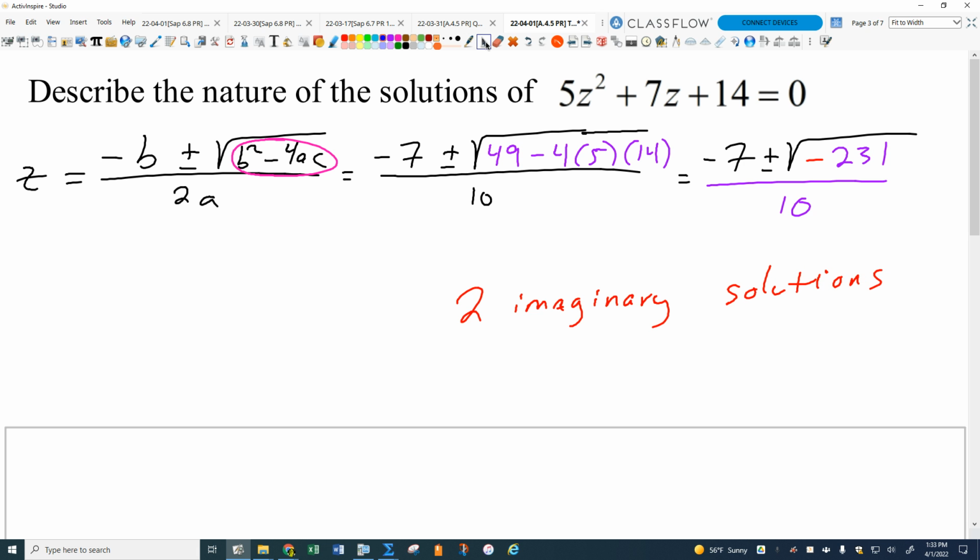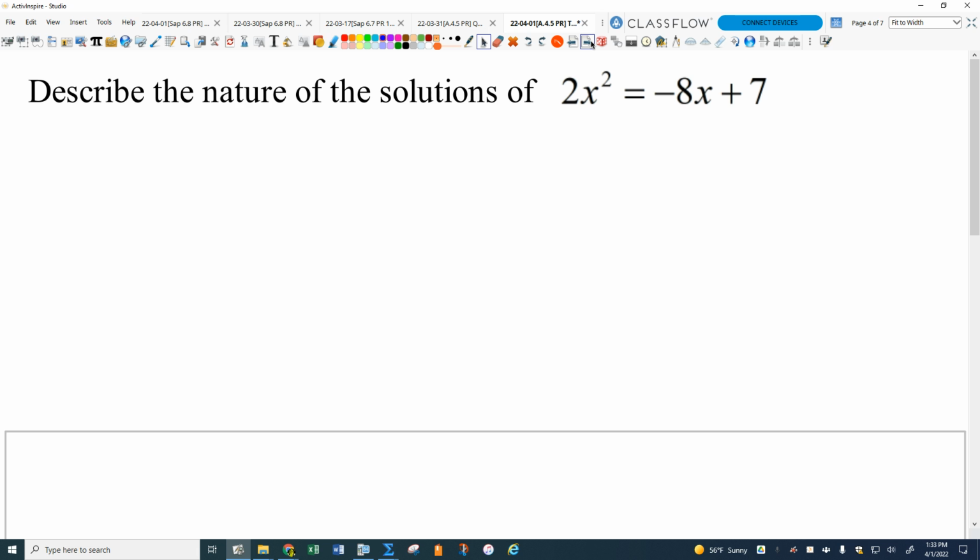Okay, let's try another one. Same question, different equation. Now that one, we can't really use the quadratic formula yet. What do we have to do first? Okay, good. Move everything over to the left because we've got to set it equal to 0. So that's going to give us the equation 2x squared plus 8x minus 7 equals 0, right?